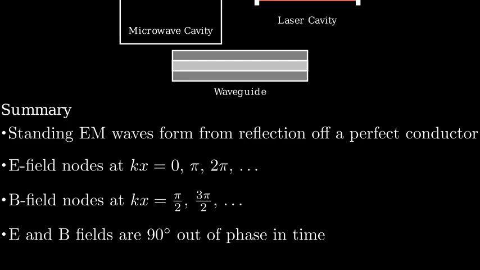3. The magnetic field has nodes at positions where kx equals pi over 2, 3 pi over 2, and so on, which are offset by a quarter wavelength from the electric field nodes. 4. At any given point, the electric and magnetic fields oscillate 90 degrees out of phase in time. Understanding these standing electromagnetic waves is essential for many areas of physics and engineering, from antenna design to quantum mechanics.